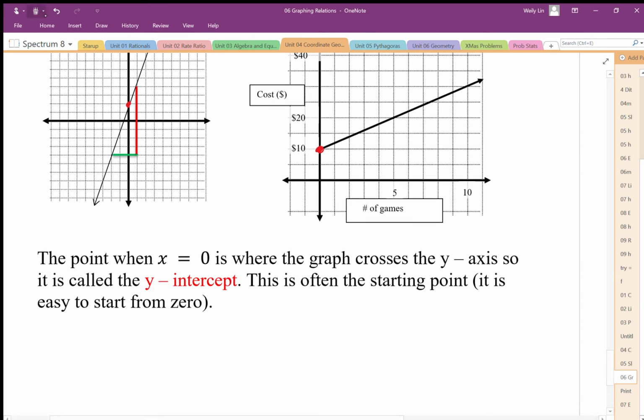So when we talk about a linear relationship, it's like y equals 3x plus 4. That constant term is going to be the y value when x is 0. So that's going to be our y, what we call the y-intercept.